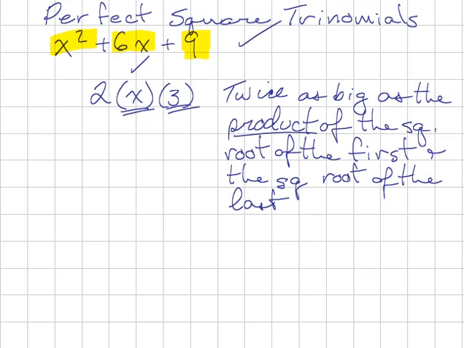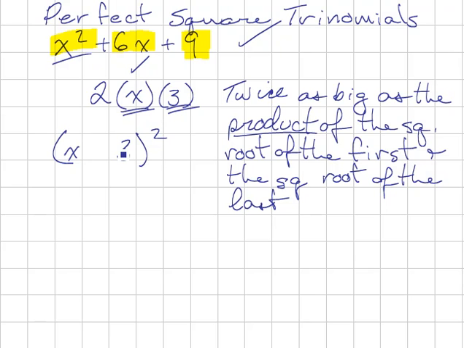Now to factor it, again, piece of cake. The perfect square trinomial means I've got some factor being squared. Some factor times itself. What is it? Well, what times itself gives x squared? X. What times itself gives 9?